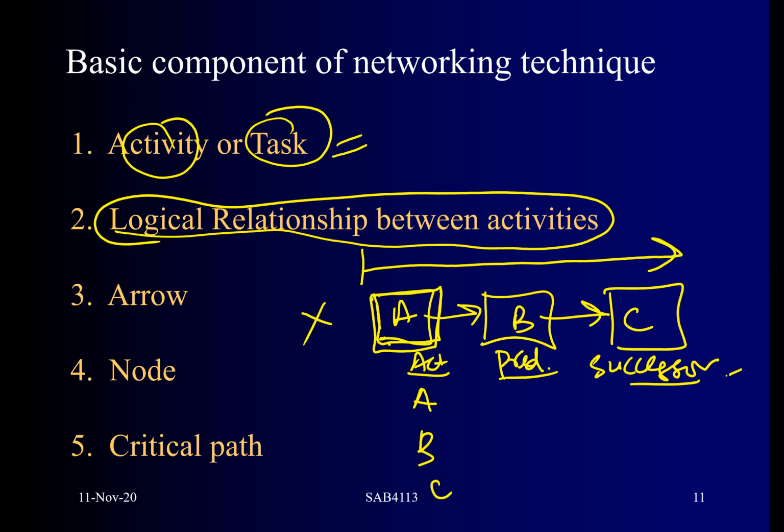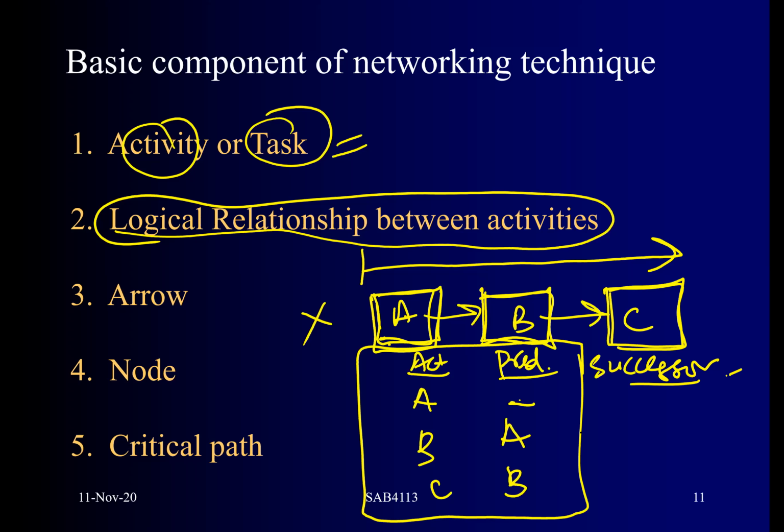Okay, from this diagram, what is the predecessor of A? It's basically none. What is the predecessor of B? If you look at B, what comes before B is basically A. And then C, what comes before C is basically B. That is one way of looking at things. Normally, this is the information given in the test in order for you to draw the diagram. If you have this information, then you can start drawing the diagram.